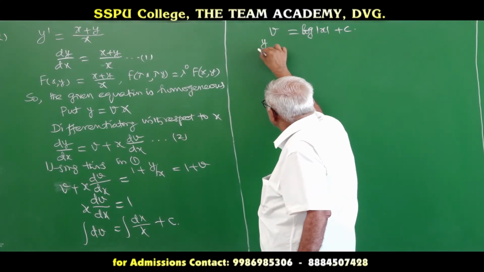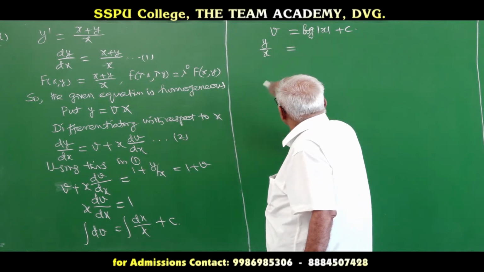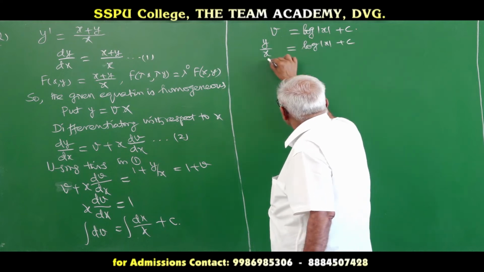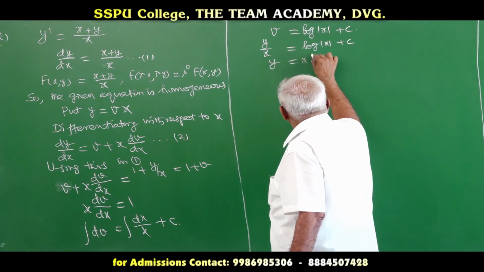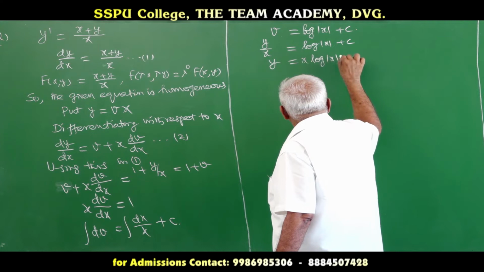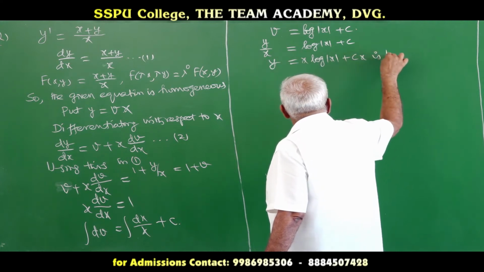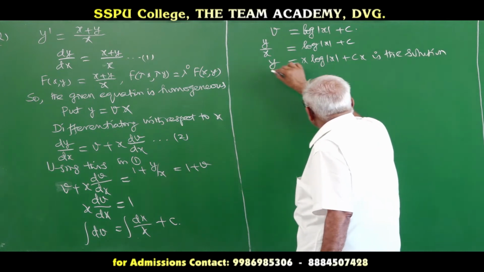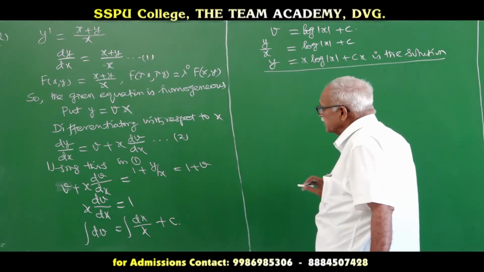What is v? v is y by x is equal to log mod x plus c, or y is equal to x log mod x plus cx is the solution. This is the solution for the given differential equation.